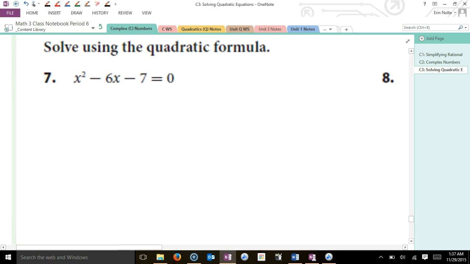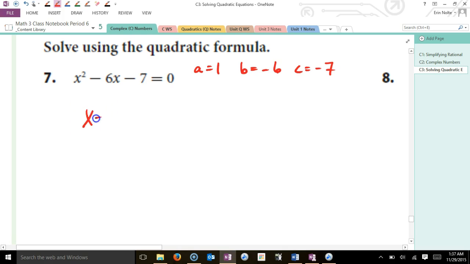Perfect. Okay, so quadratic formula, the first thing I want to do is figure out what my a value is, my b value is, and my c value is. For this equation, what is my a value? 1. What is my b value? Close. Negative 6. What is my c value? Negative 7.